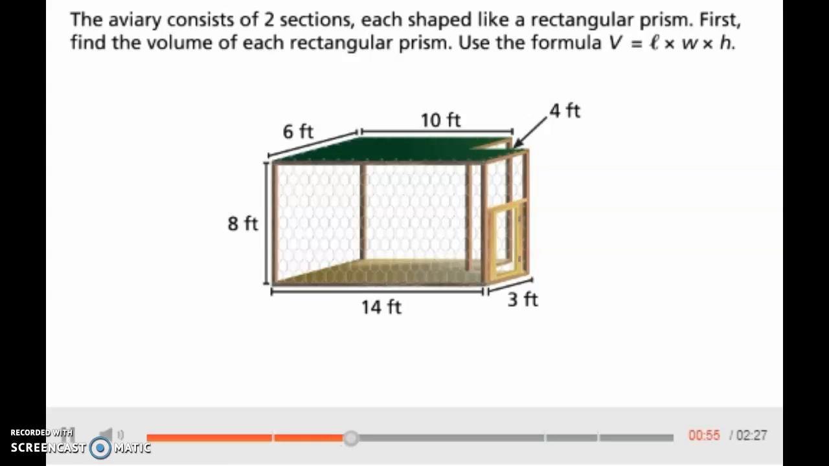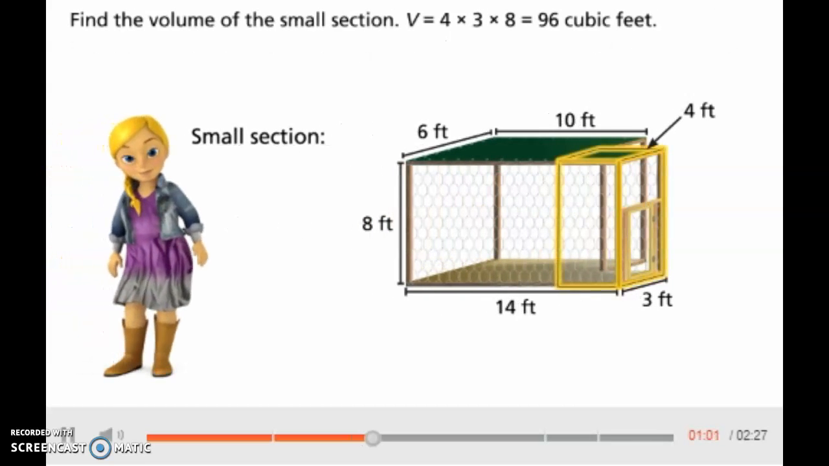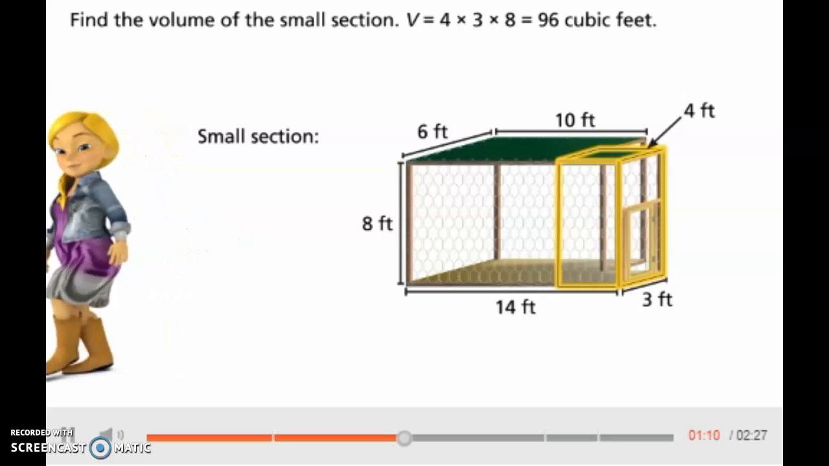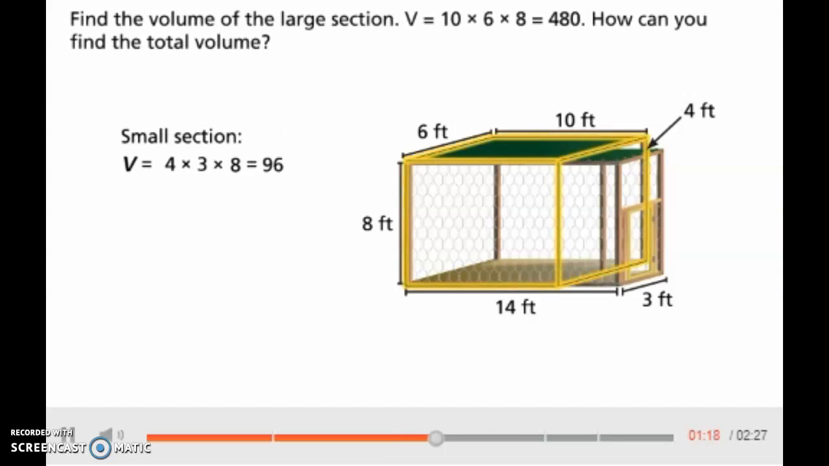Use the formula V equals L times W times H. Find the volume of the small section. Use the diagram to find the length, width, and height of each section. V equals 4 times 3 times 8 equals 96 cubic feet. Find the volume of the large section. V equals 10 times 6 times 8 equals 480.